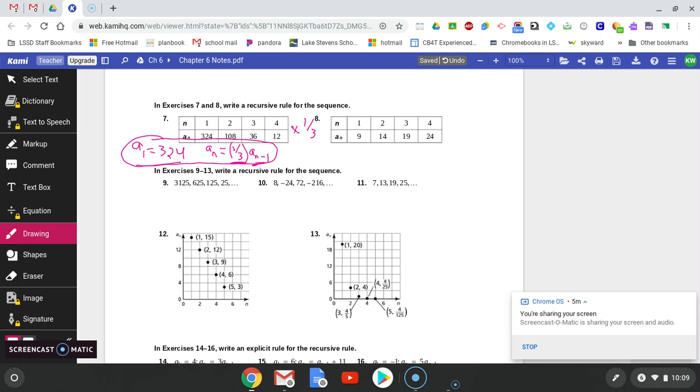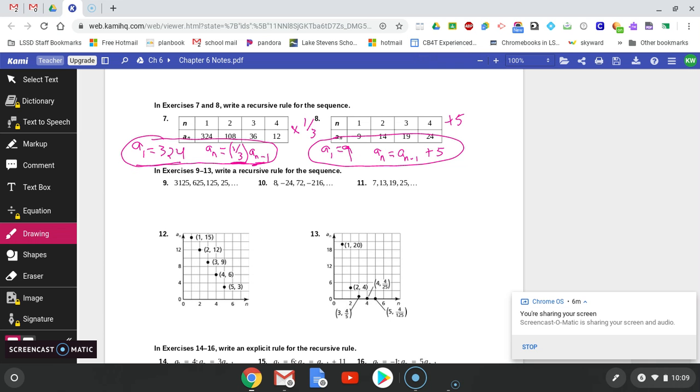So try number 8. Okay, so I'm going to identify my first term. My first term is 9. And then I'm going to say, how do I find the next term? So a sub n is equal to, well, my pattern on this one is adding 5. So I'm going to take whatever the term before it was, and I'm going to add 5 to it. And there is my recursive rule.